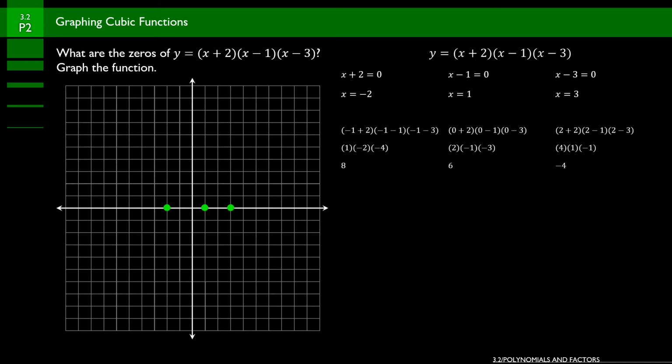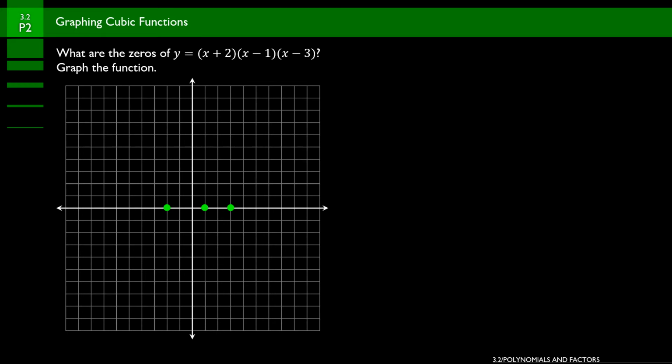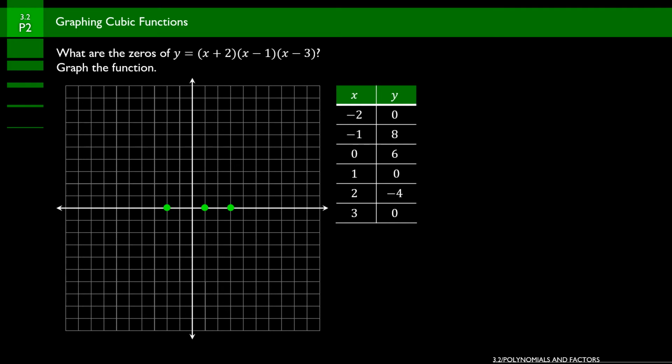When we plug those numbers into the factors that we're given, what we'll end up with is that for negative 1, we get 8. For 0, we get 6. And for 2, we get negative 4. So we'll plug those onto the coordinate plane and then draw the cubic graph in between there, and that's what you end up with.